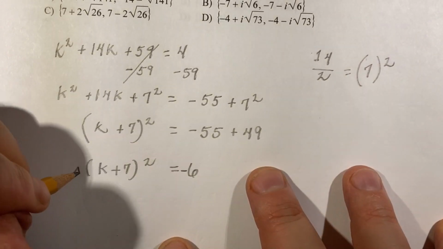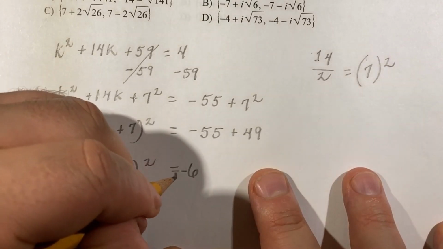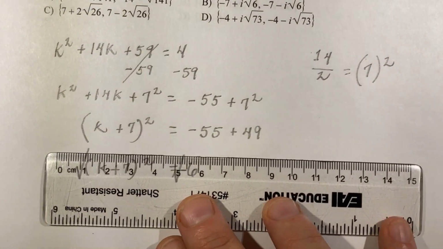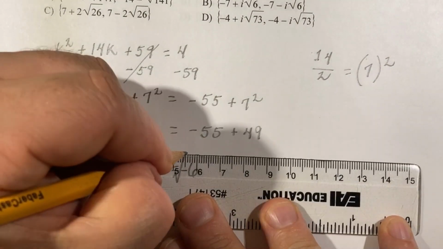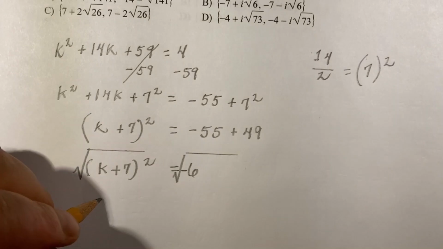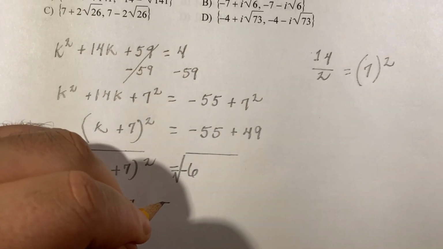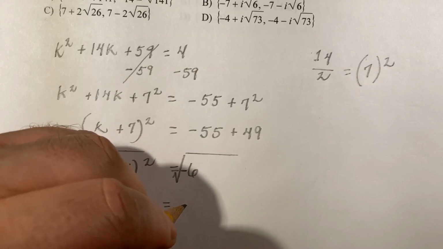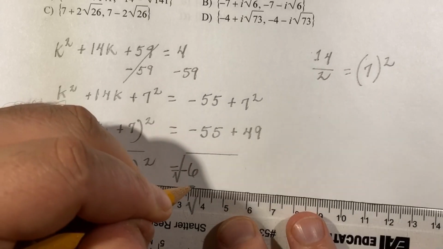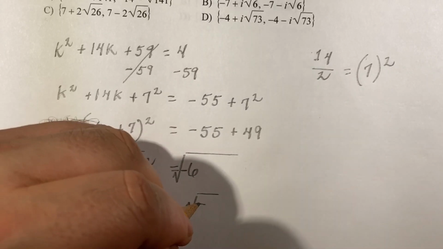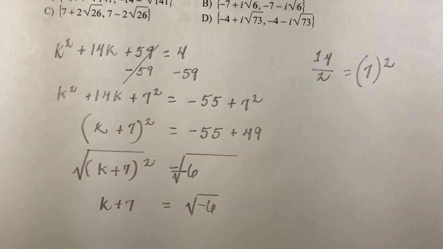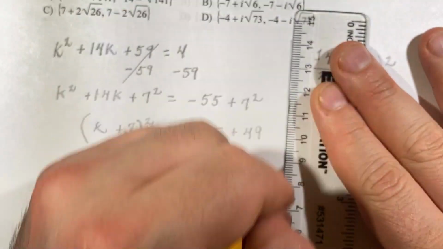Okay, so we're going to take the square root of both sides. I'm going to walk you through the whole thing, so don't worry. Take the square root of both sides, and now you have k plus 7 equals the square root of negative 6. Okay, so how do you deal with the square root of a negative? Well, here's how you deal with it.